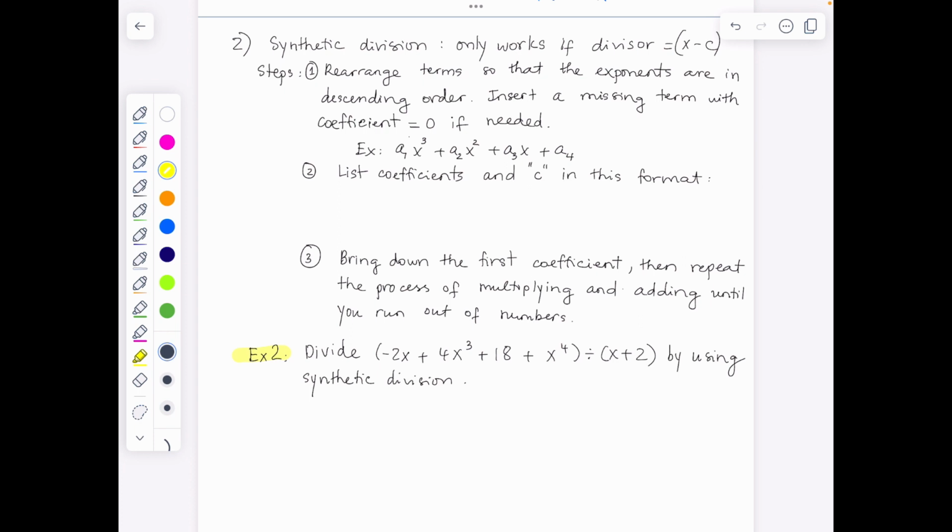So I have this example down here. Divide negative 2x plus 4x cubed plus 18 plus x to the fourth by x plus 2 by using synthetic division. We're going to follow the 3 steps to try to solve that example.